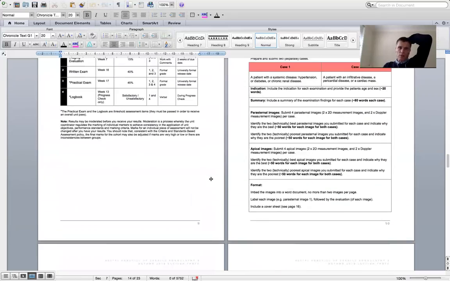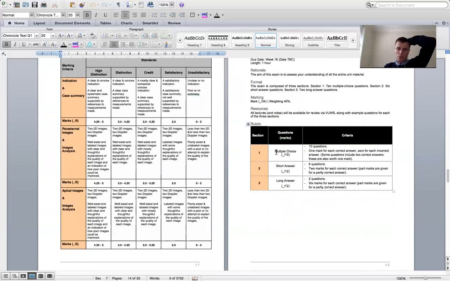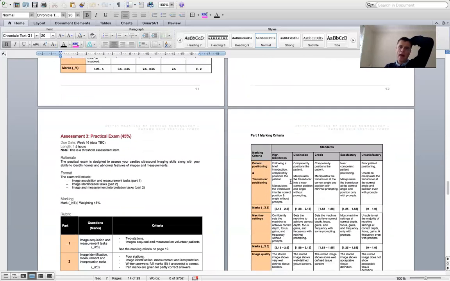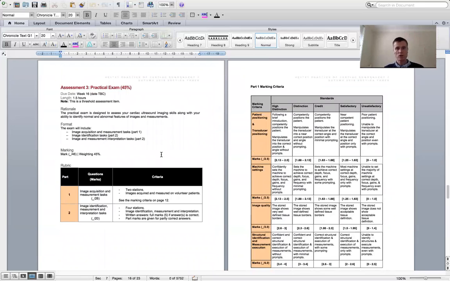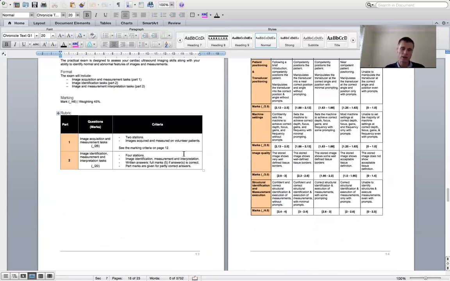The other assessment items are a little bit easier to get your mind around. There's a written exam at the end of the semester, which will include multiple choice questions, some short answer questions, and some long answer questions. And then a practical exam, which will simply involve 3 imaging stations. So 3 stations at which there are volunteer patients and you are needed to acquire some images. And then 1 station, which has just got some laminated images and some heart models, and you're to identify things at that particular station. The written exam is right towards the end of the semester, and so is the practical exam.